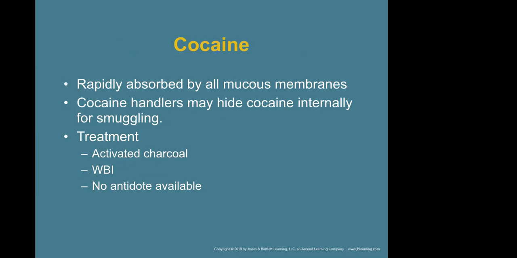Cocaine is rapidly absorbed by all mucous membranes. Okay, it's commonly smuggled inside the body. Okay, there is no antidote available. So remember, this is why people will rub it on their gums, why people snort cocaine, because it introduces it to the mucosa in the nasal passageways. Okay, this can go on any mucous membrane in the body and be active.